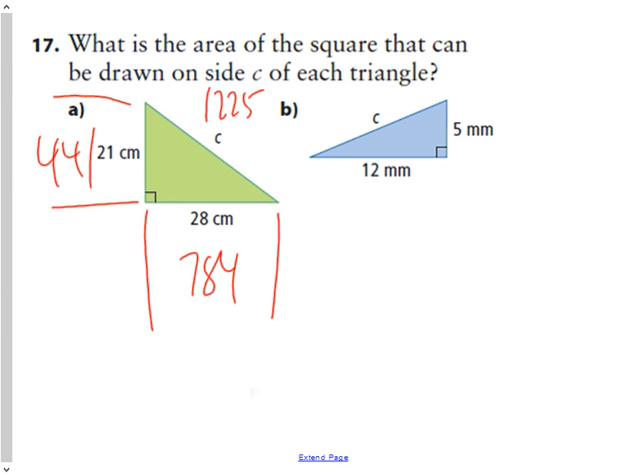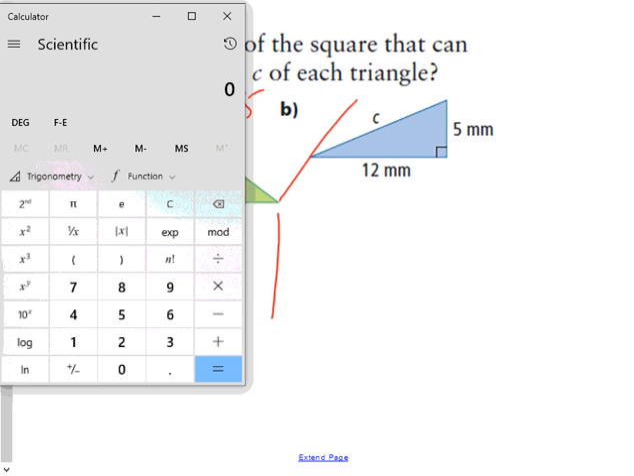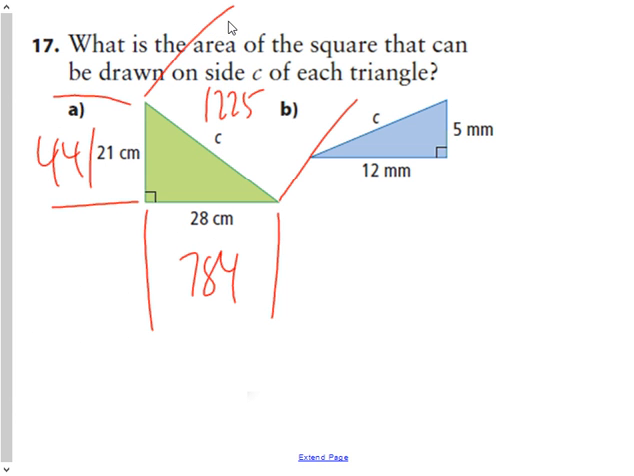1,225. And if that's the area of the square that's drawn on here, then how would I determine the length of C if I know the area? How do I do it? Square root. So take 1225 and use the square root button. And it would tell you that C's length would be 35. If the square attached to it is 1,225 units squared, then the side length would be the square root of that, or 35.